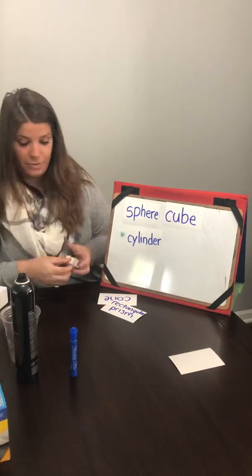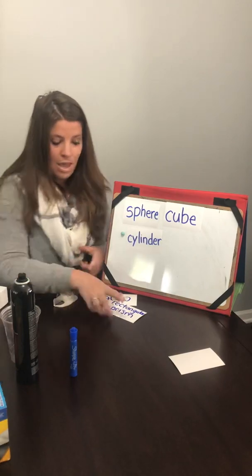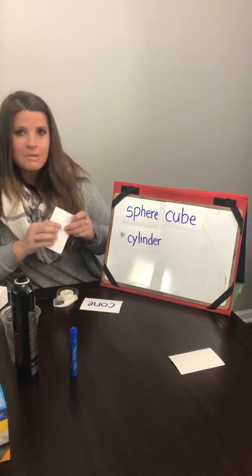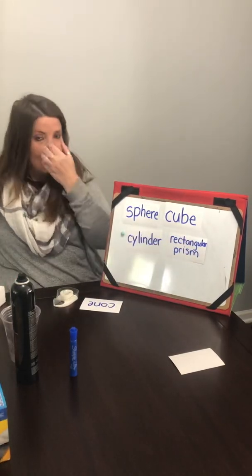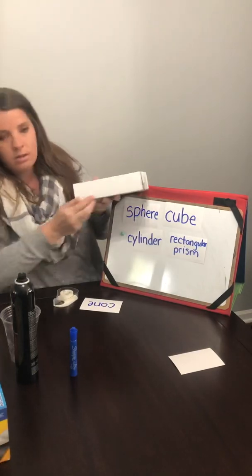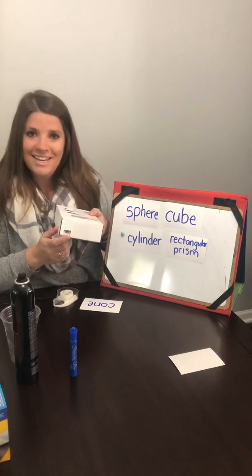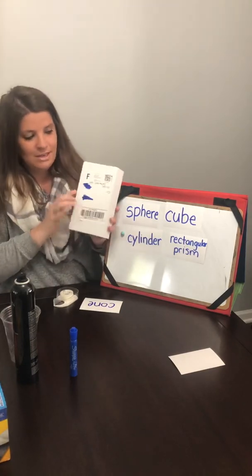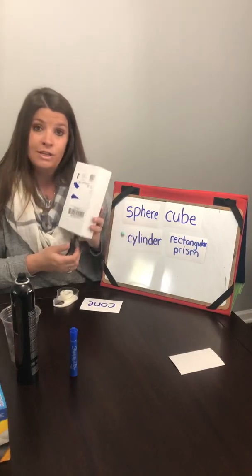All right, another 3D shape that you guys are gonna learn about is called a rectangular prism. And a rectangular prism reminds me a lot of a cube. However, a lot of the sides are a rectangle. So take a look at this. What shape is this? It's a rectangle. What shape is this? A rectangle. What shape is this? It's a rectangle. So this is called a rectangular prism.